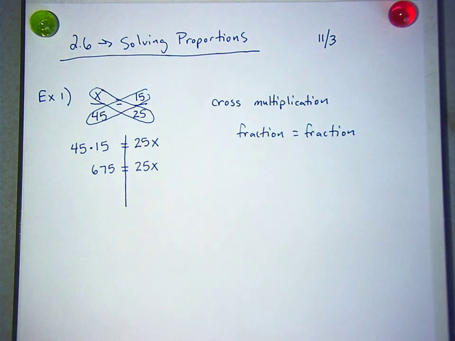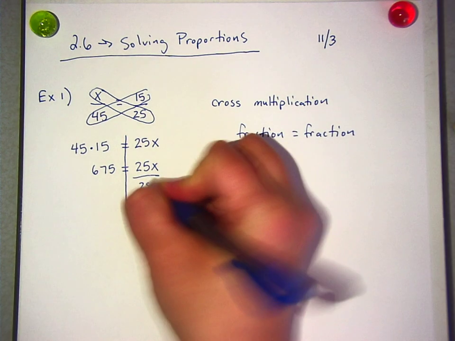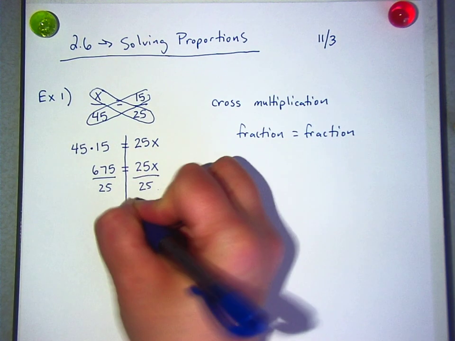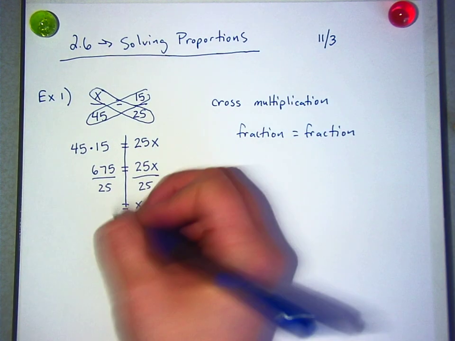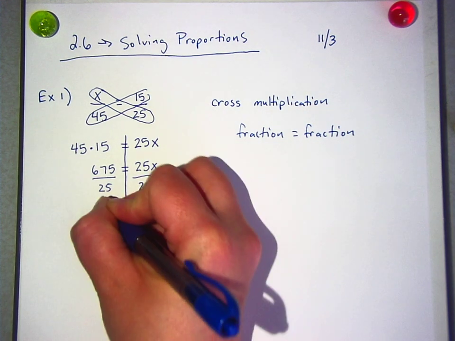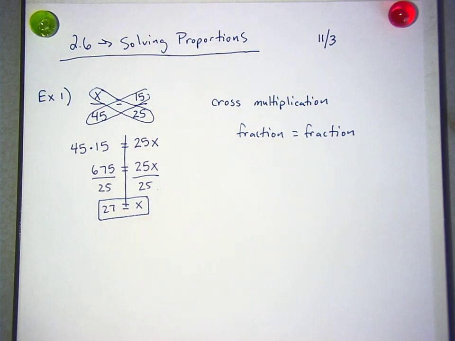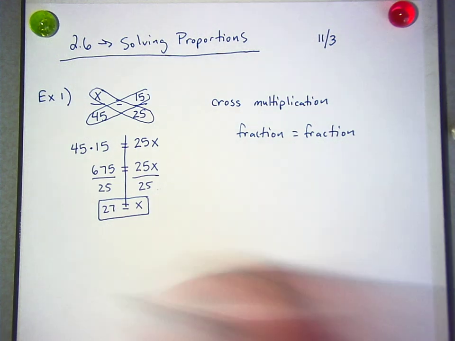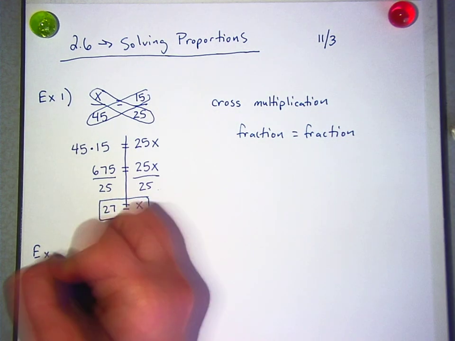And then what should I do next to get x by itself? Divide by 25 on both sides. Quickly divide by 25 in your calculator, please. 27. What'd you say? 27. And that is how you solve a proportion problem. Not so bad. Did you guys remember how to cross multiply? Okay. Nice to have a reminder.